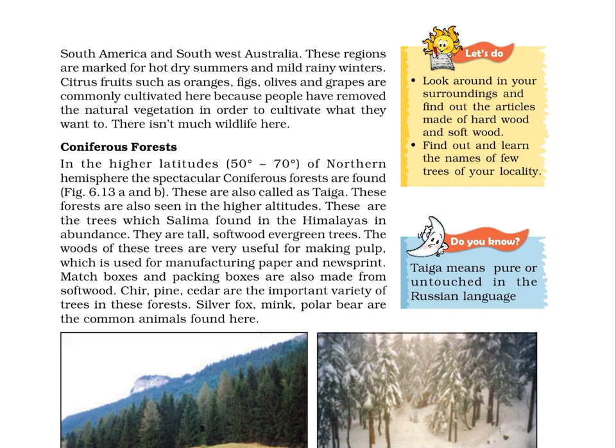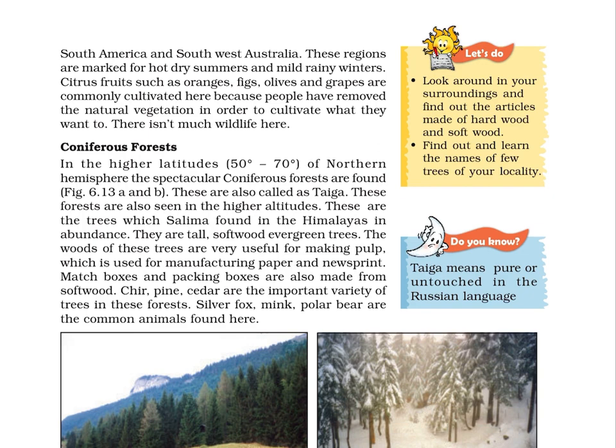Let's do. Look around in your surroundings and find out the articles made of hardwood and softwood. Find out and learn the names of a few trees of your locality. Do you know? Taiga means pure or untouched in the Russian language.